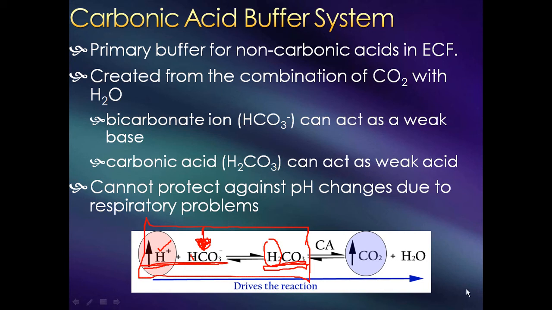On the flip side, if we are basic, then carbonic acid here can break up into bicarbonate and a hydrogen ion. By donating this hydrogen ion to the solution, we're counteracting some of the basic compounds, and we are decreasing the pH. Now remember, this reaction is only temporary. We only have so many carbonic acid molecules that we can break up and give off the hydrogen, and we only have so many bicarbonate molecules that can pick up the hydrogen to make carbonic acid. So this becomes a problem.